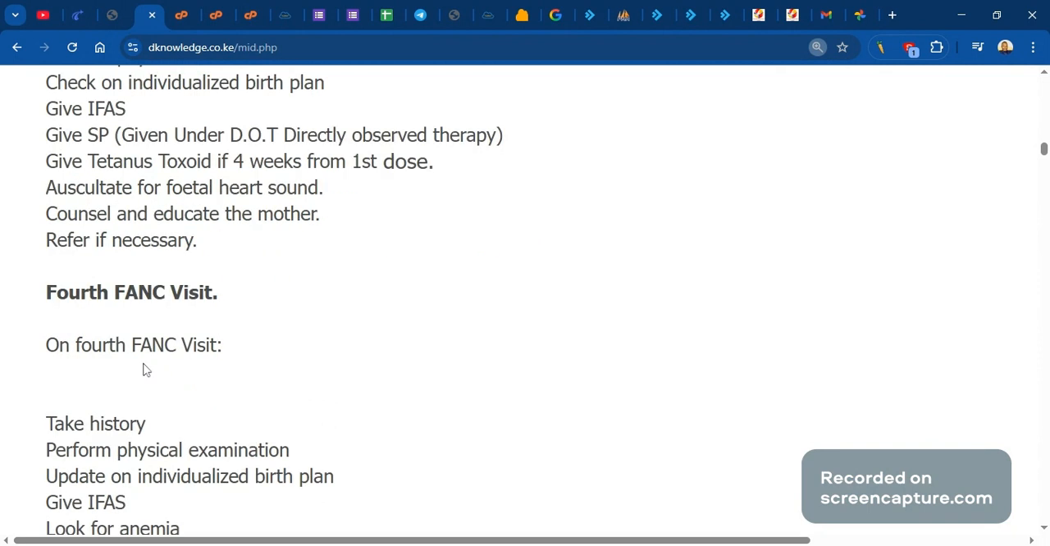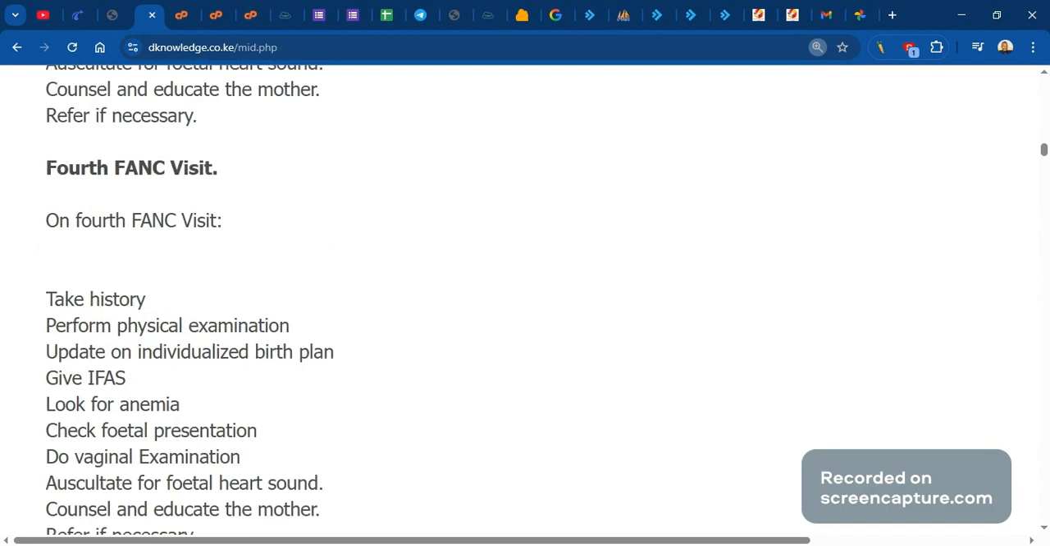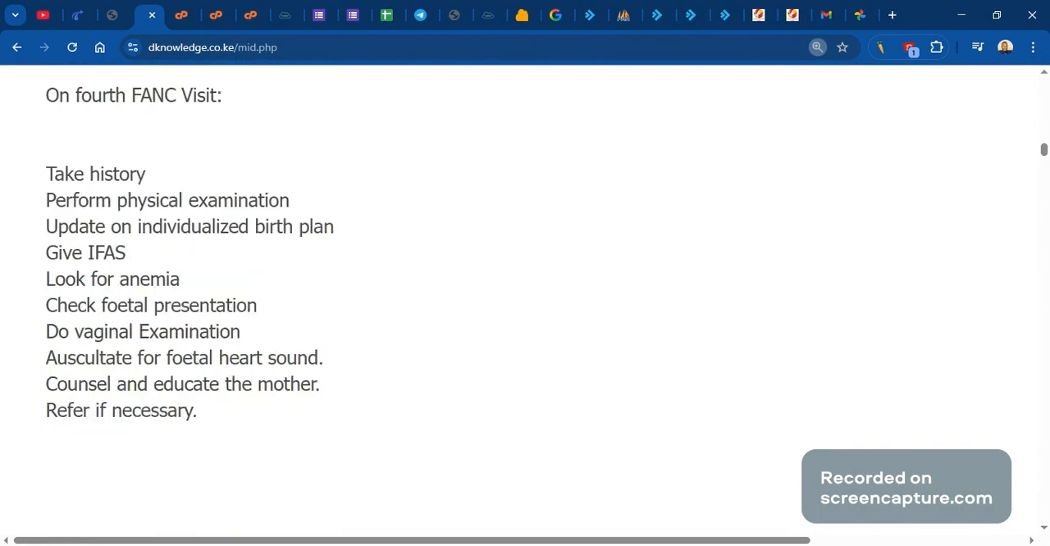mother, refer if necessary. On the fourth FANC, take history, perform physical examination, update the individual's birth plan, give IFAS, look for anemia, check fetal presentation, do vaginal examination, auscultate for fetal heart sound, counsel and educate the mother, then refer if necessary. Okay, that is that.